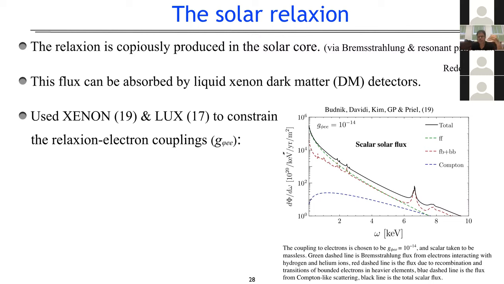But when it hits the xenon, then of course, if it's light, it might interact with the electron. So it is not going to give the conventional classical WIMP signal, but kick off an ionized electron. This electron, of course, will create scintillation, and that's the way you can look at this. And this was in fact the subject of our paper from a year ago, before this xenon anomaly came out. We calculated the spectrum. So you see this is the spectrum as a function of the energy of the relaxion. And you see that the flux indeed is huge, even if we look at a coupling which is 10 to the minus 14.